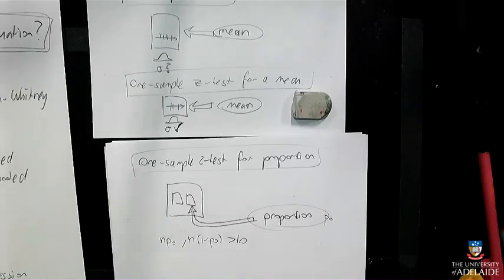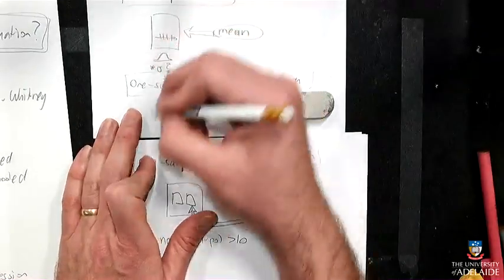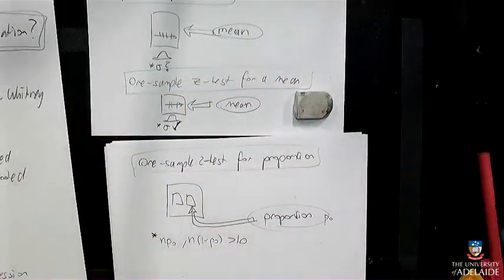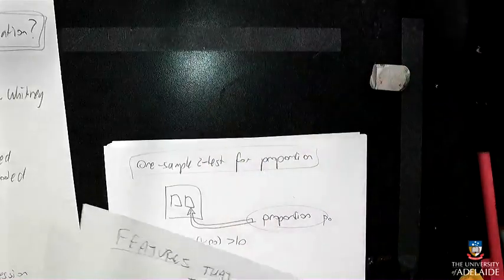Oh, I love it. I should put like a star here. It's like the battery's not included. Star, battery's not included. Star, n p-naught and n(1 minus p-naught) had to be greater than 10. Okay.